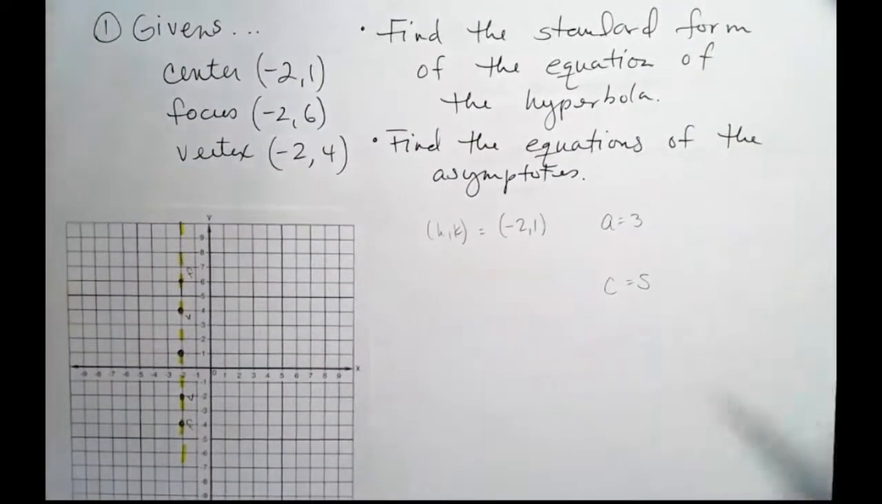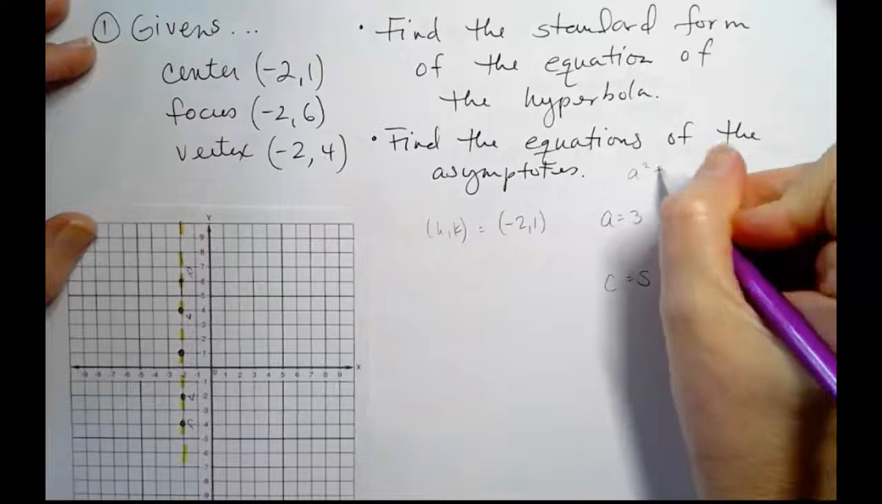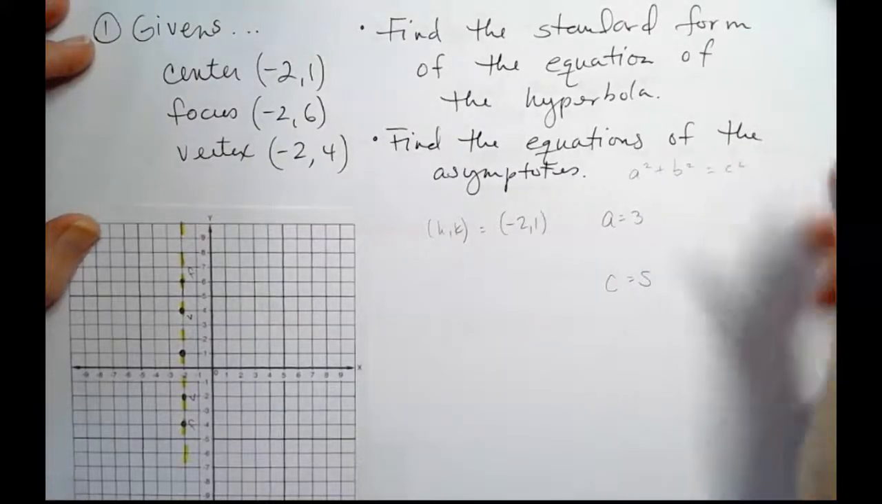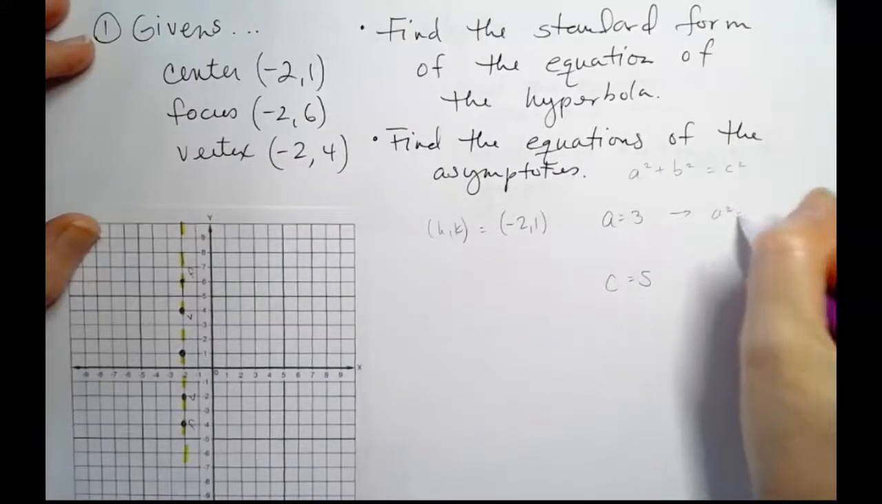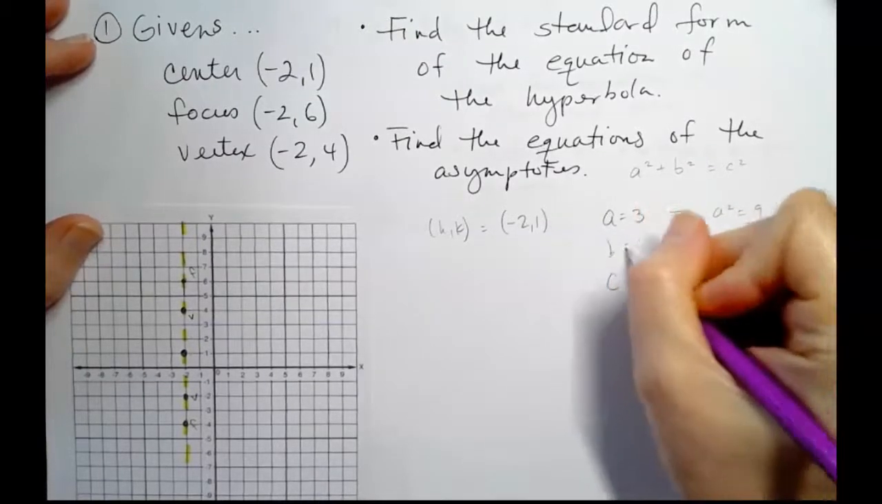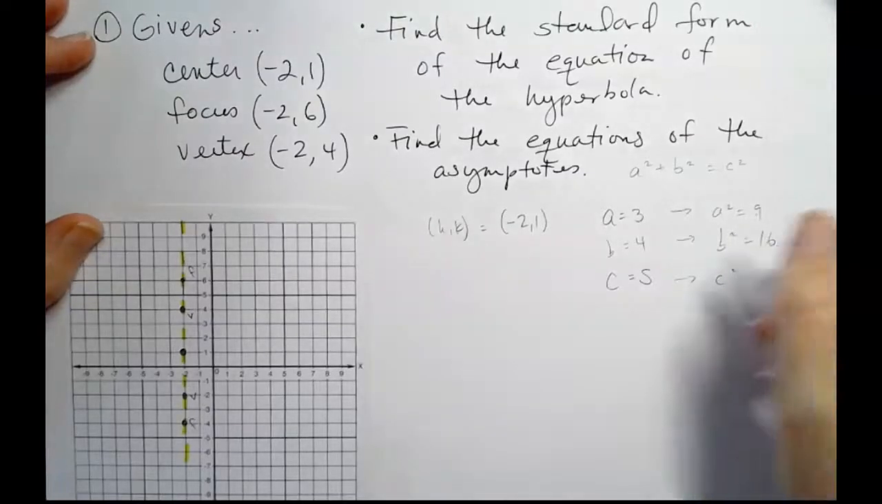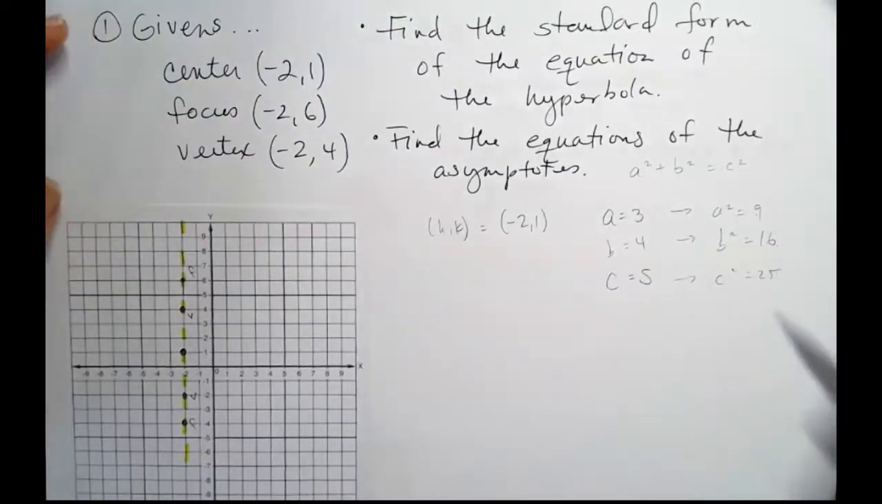So if A is 3, and C is 5, the relationship of A, B, and C in the hyperbola is A squared plus B squared equals C squared. So A squared is, of course, 9, C squared is 25. Of course, that makes B equal to 4, and B squared is 16. 25 minus 9 is 16. The square root of 16 is 4.